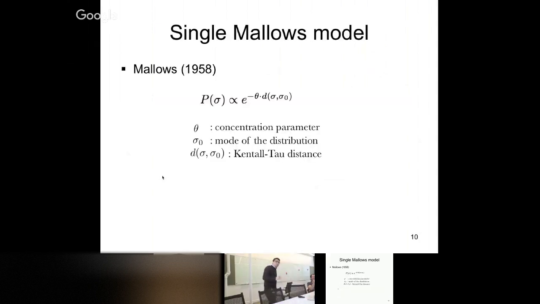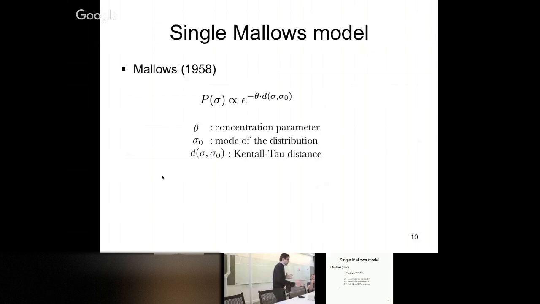So I've been talking about Mallows. Let me define what the Mallows model is. This is a distribution over permutations, which is given by a mode permutation sigma naught and a scale parameter, or concentration parameter, theta, which says that the probability of any permutation sigma decays exponentially in the edit distance from sigma naught.